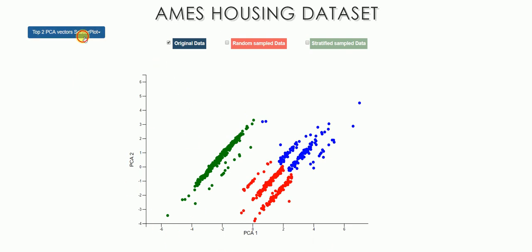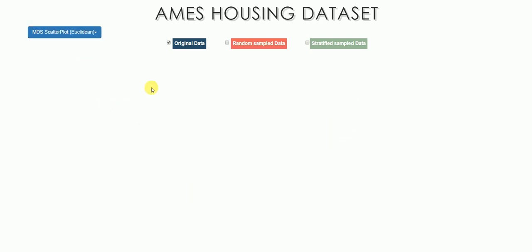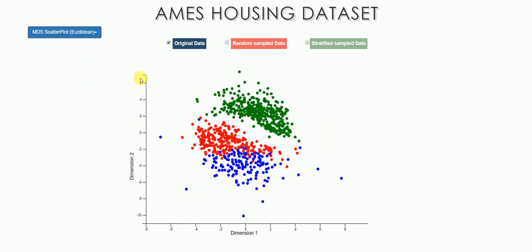So the next visualization we'll go to is the multidimensional scaling scatterplot using Euclidean distances. Multidimensional scaling is another technique for data reduction. The basic difference between PCA and MDS is that PCA tries to maximize the variability among the data, whereas MDS tries to preserve the pairwise distances between data points.